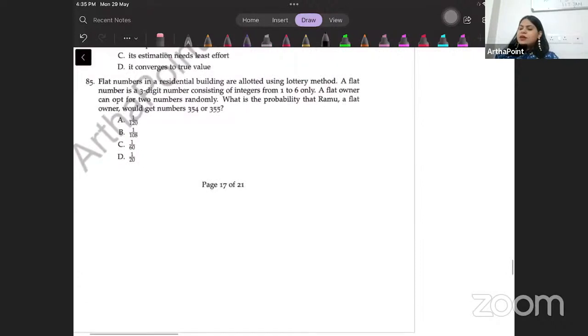Flat numbers in a residential building are allotted using the lottery method. A flat number is a 3-digit number consisting of integers 1 to 6 only. A flat owner can opt for 2 numbers randomly. What is the probability that Ramu would get the number 354 or 355?